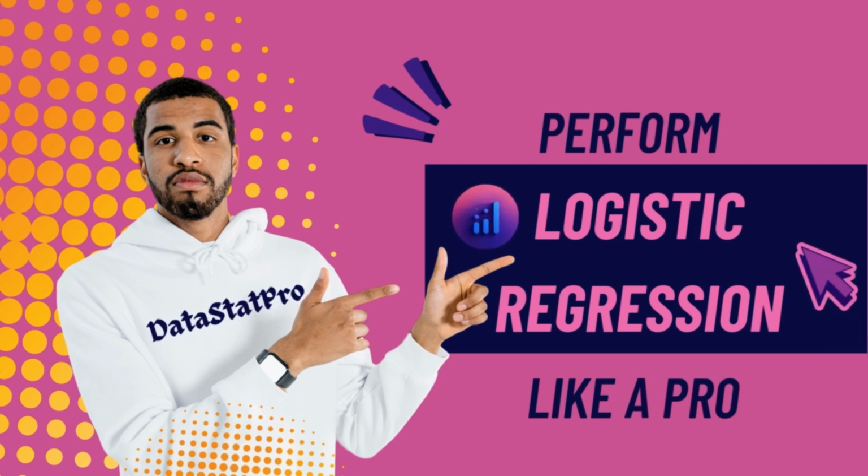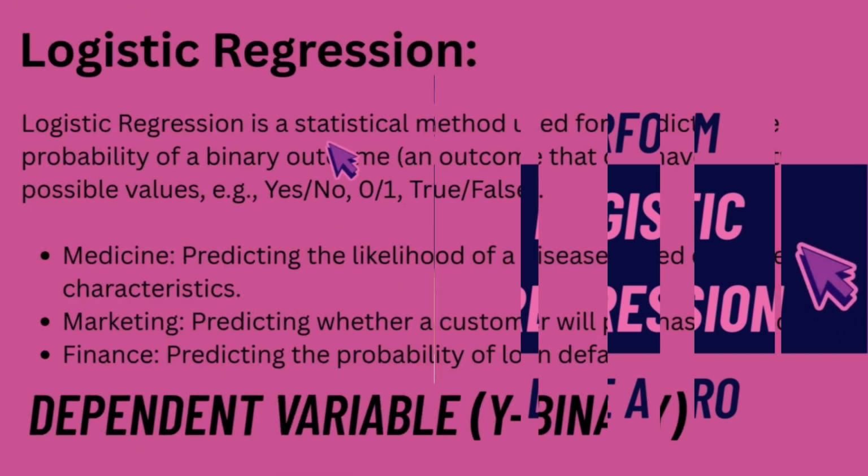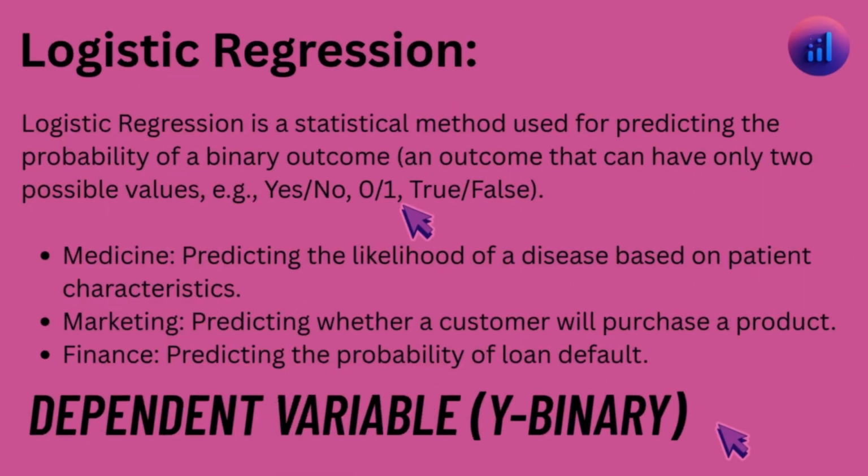Welcome to DataStatPro. In this video, we are going to learn how we can perform a binary logistic regression using DataStatPro. Logistic regression is a statistical method used for predicting the probability of a binary outcome, an outcome that can have only two possible values, like yes, no, diseased, not diseased, email as spam, not spam.